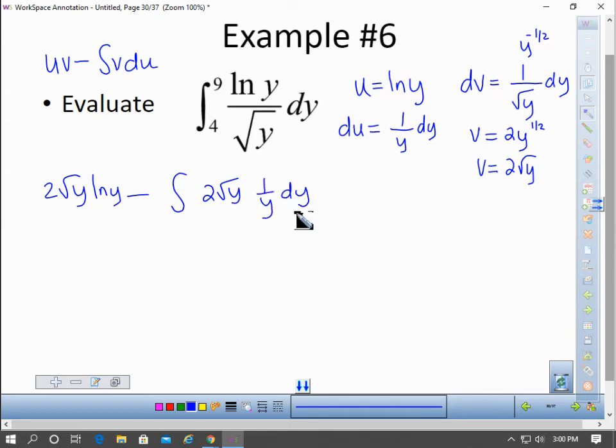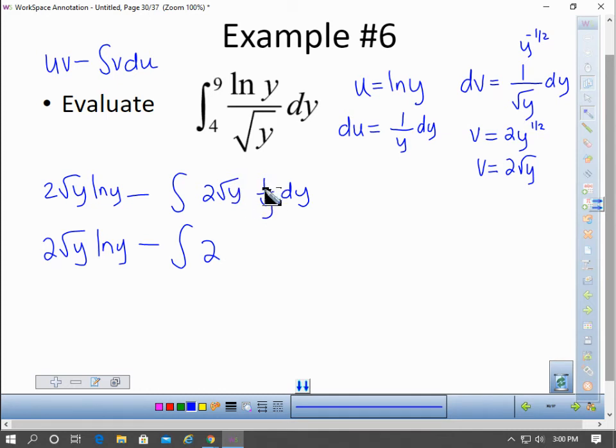Okay. So now I need to simplify this. So this part is good. 2 square root of y, ln of y is good. Here I need to do some simplifying so that I can actually do the antiderivative. So I just need to put these two together. So this is y to the 1/2, which I could have left at that, I guess, maybe make it easier. And then it's 1 divided by y.